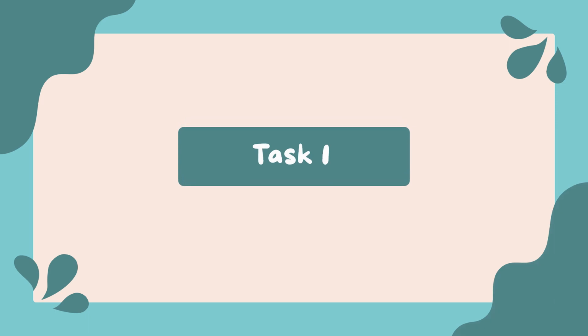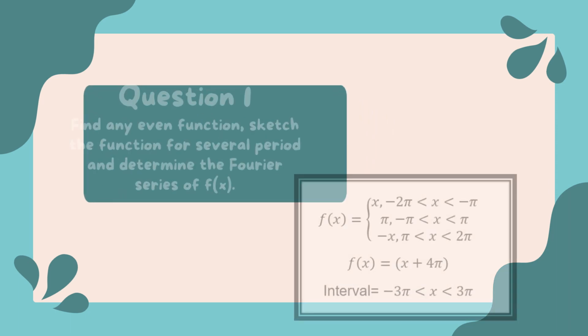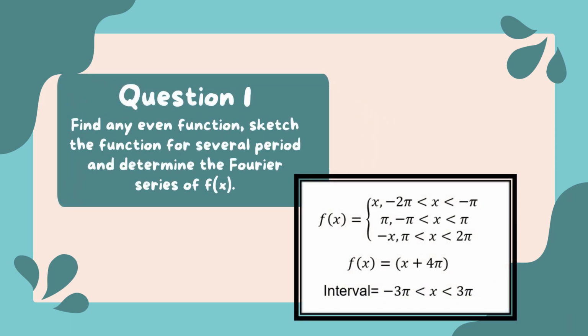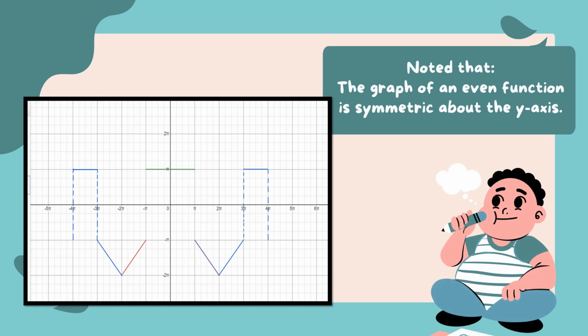Hi, my name is Muhammad Iman and I will be explaining task 1. Question 1: Find any even function, sketch the function for several periods and determine the Fourier series of f(x). So this is the graph that has been plotted based on the function that has been given, and as we can see, the graph of an even function is symmetric about the y-axis.